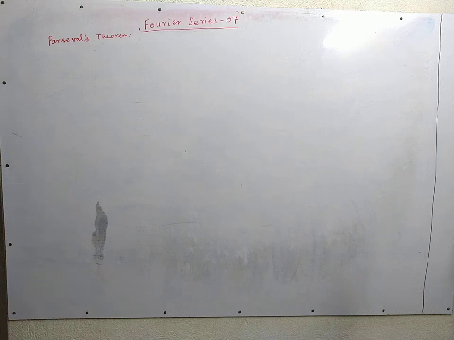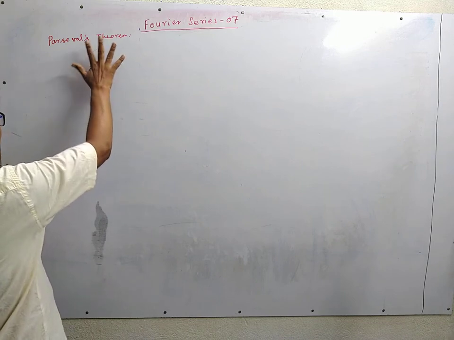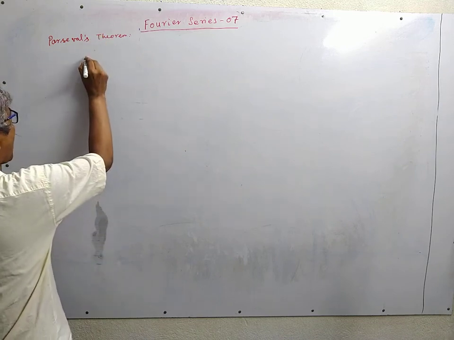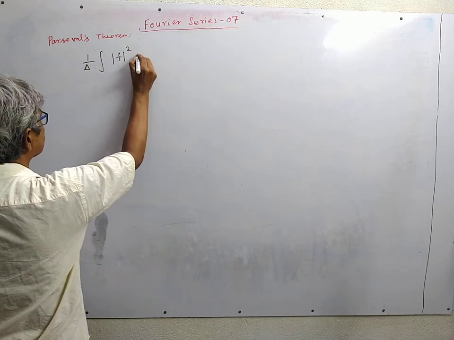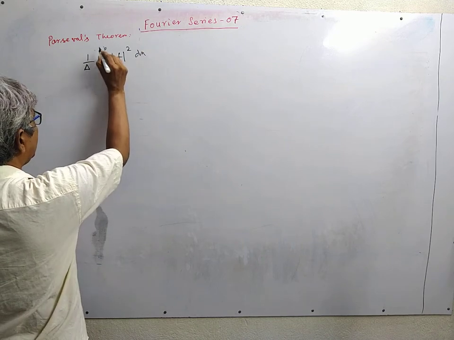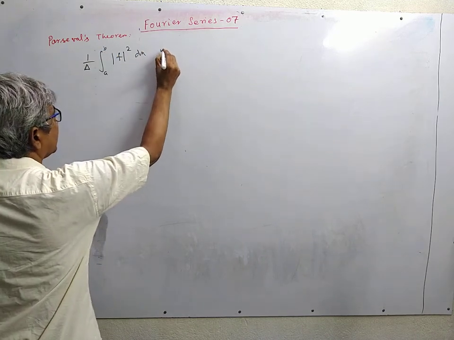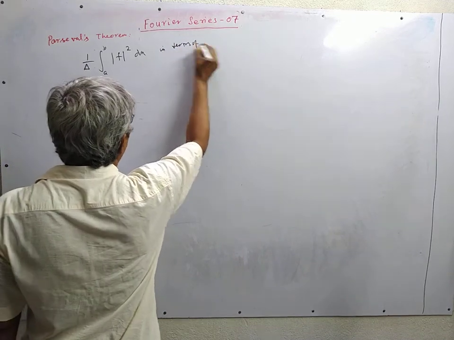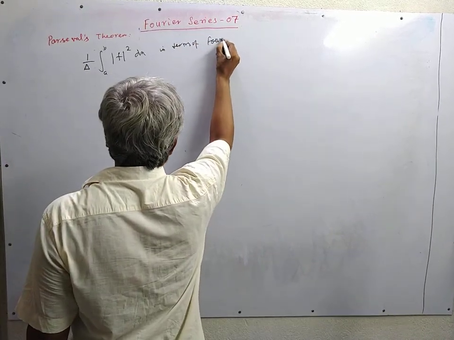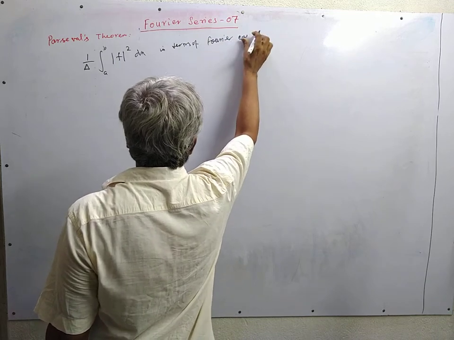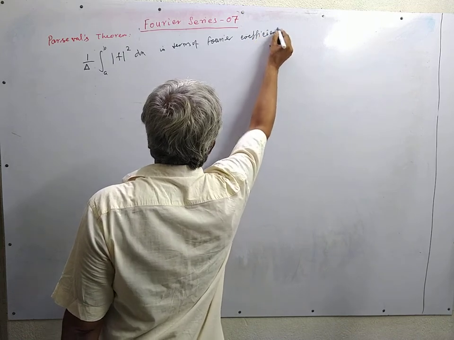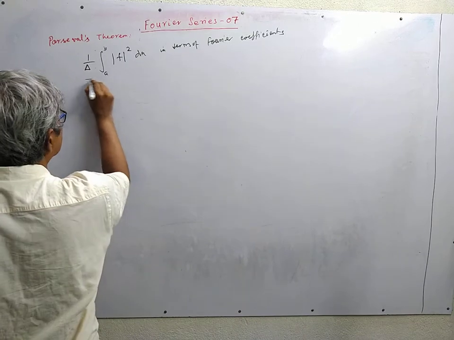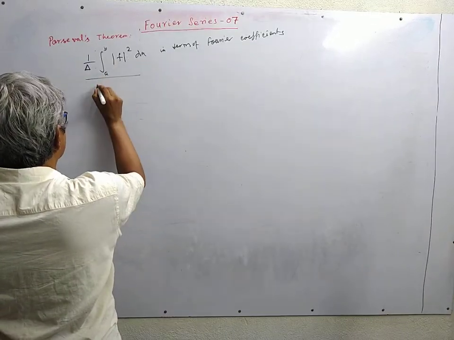In this seventh lecture on Fourier series, we shall discuss Parseval's theorem. Parseval's theorem relates the average value of the modulus square of the function, that is, the integral of |f(x)|^2 dx from a to b, in terms of Fourier coefficients. This is the average value.